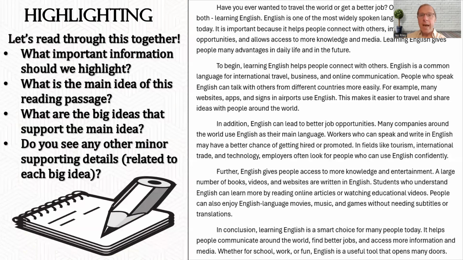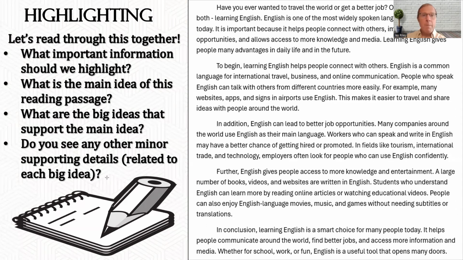So let's take a look at this paragraph here. All right, I want you to pause the video and read through this, and then we're going to work through and highlight the important sentences. Okay, so welcome back. Hopefully you've read through that whole paragraph.